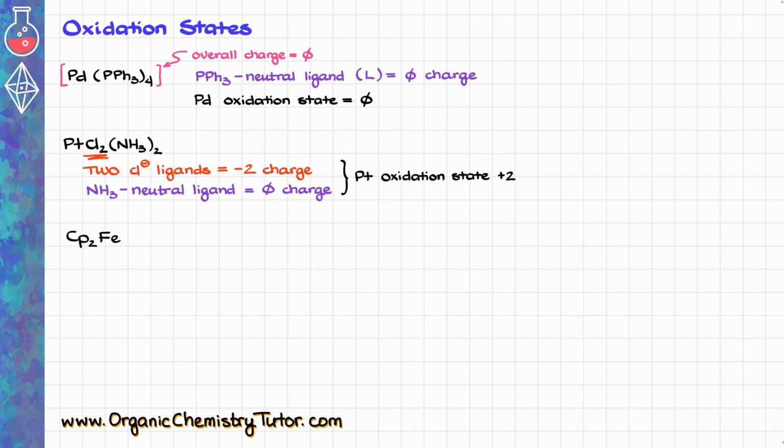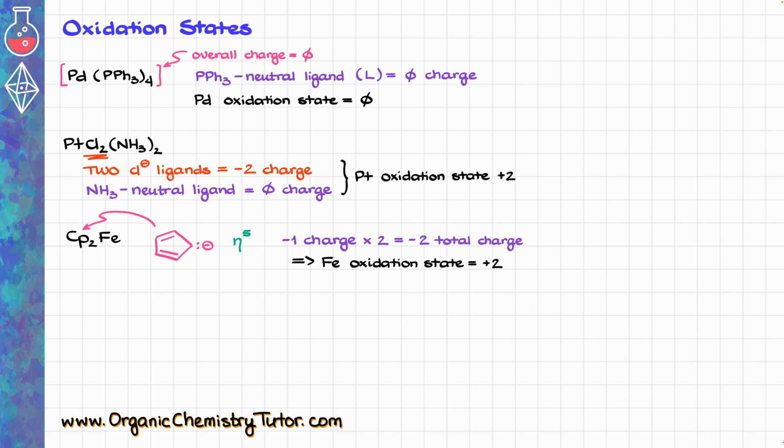Now, here is another example. Cp is the common abbreviation for the cyclopentadienyl ligand, which is a hapto-5 ligand with a -1 charge. And since we have two of those guys, the overall charge that they are going to bring is going to be -2, meaning that the oxidation state of iron in this complex has to be +2 in order to balance it out.